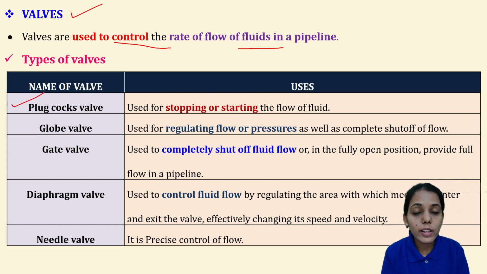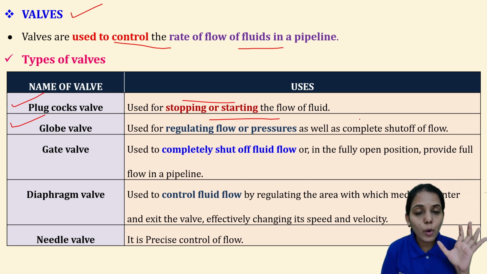Plug cock valves, they are used for stopping or starting the flow of fluid. So those are the plug cocks. Globe valve, so they are used for regulating the flow or the pressure as well as complete shut off of the flow. So if we want to control or regulate the flow of the fluid, or if we want to stop the flow of fluid, then globe valve can also be used. Gate valve is used to completely shut off fluid. So to completely stop the fluid, gate valves are there, or in the fully open position provide full flow in a pipeline.